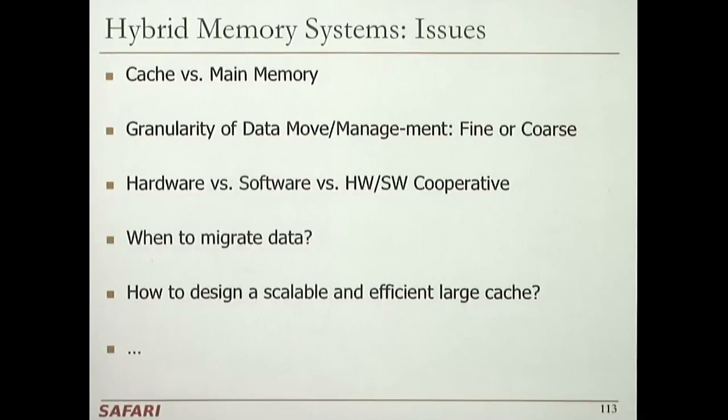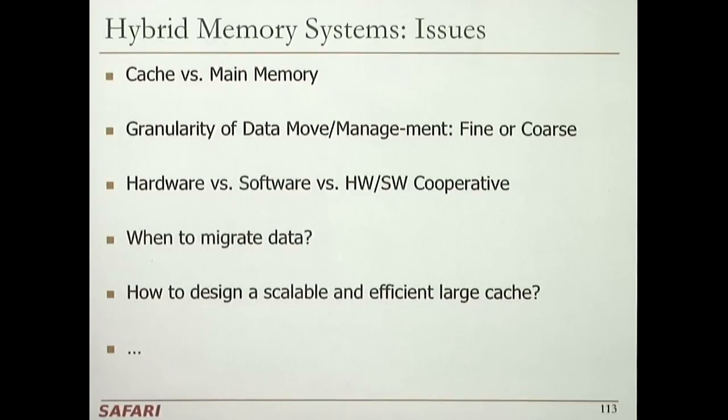So granularity of data movement and management between the different technologies. If, for example, you decide this data is important to keep in DRAM, what's the granularity? Is it 64 bytes? Is it 1 byte? Is it a huge page, 4 kilobytes? Is it even bigger? So that determines, again, your effectiveness. Who manages this memory? Hardware, software, or cooperative? There are many approaches again. When do you migrate the data from one memory to another?